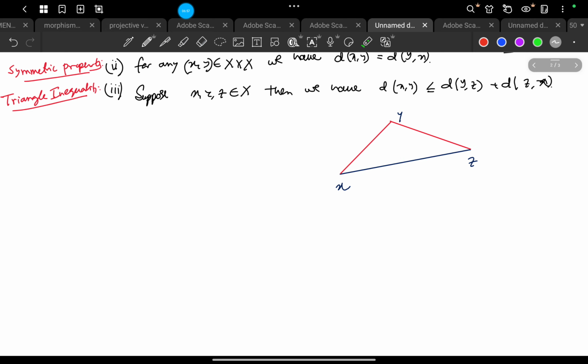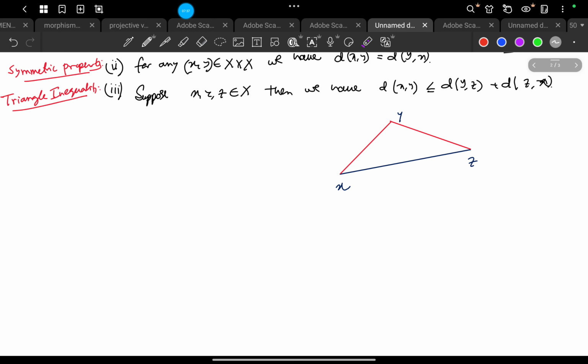So this third condition says, and it is very clear from the pictorial representation, that if you go from x to z, the distance you have to traverse from x to z is less than or equal to the sum of these two distances. Like you are traversing from x to y and then y to z, the sum of the distance is larger than the distance from x to z. So that is what this third condition implies. That's why it is called the triangle inequality: the sum of these two sides is larger than or equal to the third side.